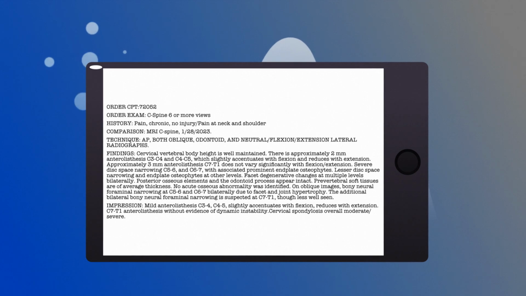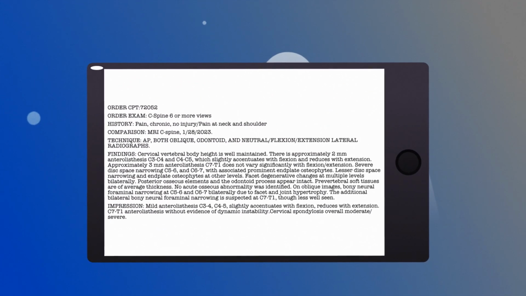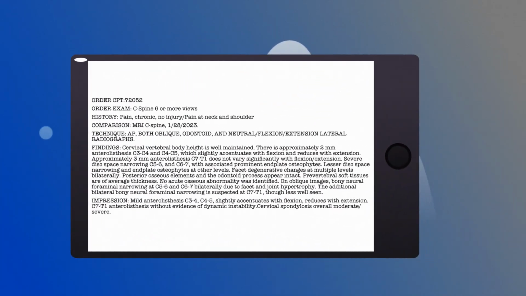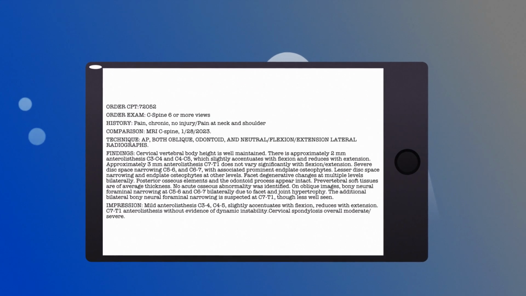Findings: mild anterolisthesis at C3-4 and C4-5 worsens with flexion and improves with extension. Severe disc space narrowing at C5-6 and C6-7. Prominent end plate osteophytes and facet arthropathy at multiple levels. No acute fracture, neural foraminal narrowing at C5-6 and C6-7 bilaterally. Impression: moderate to severe cervical spondylosis. No acute findings. Dynamic instability not evident.